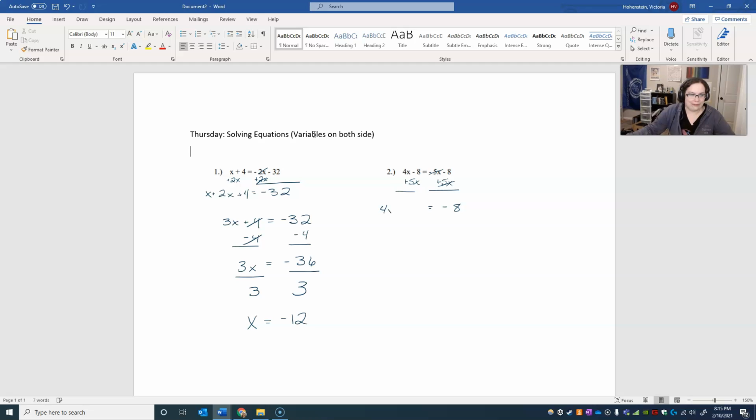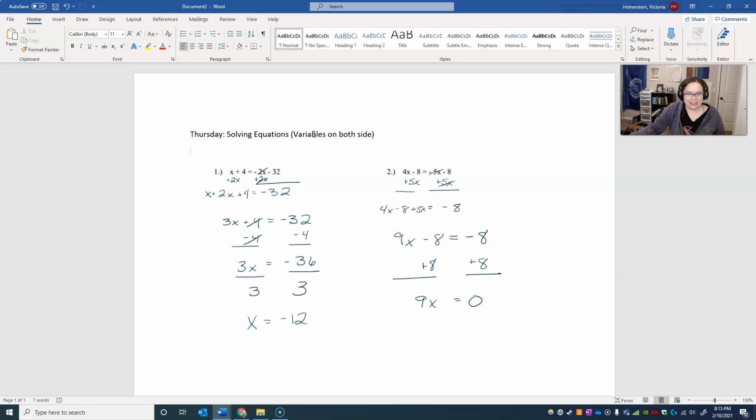And on the left, I have 4x minus 8 plus 5x. I can combine my x terms, and that's going to give me 9x minus 8 equals negative 8. I want to get all of my terms that are not x on the right-hand side. So I am going to add 8 to both sides of my equation. That gives me 9x equals 0.